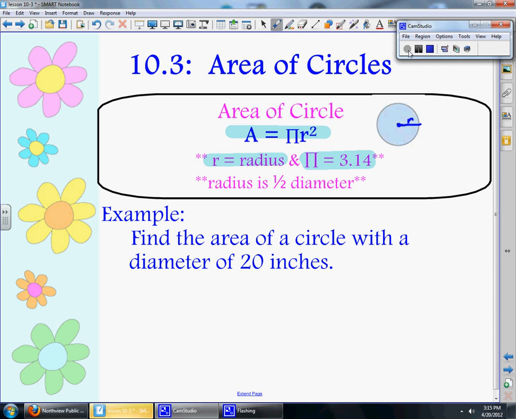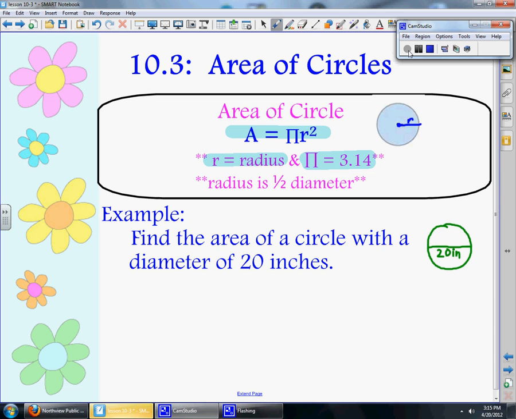So let's look at the first example. We want to find the area of a circle with a diameter of 20 inches. First I'm going to draw a picture because pictures usually help me visualize things a little bit more. So here's a circle and here is the diameter. And the diameter is 20 inches.